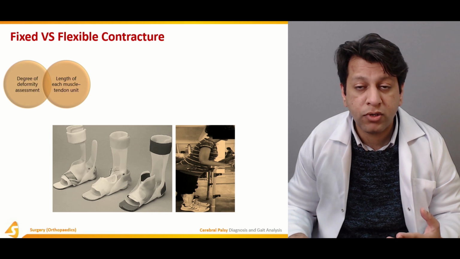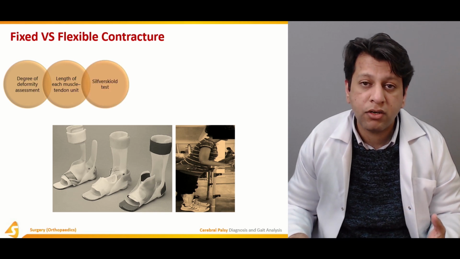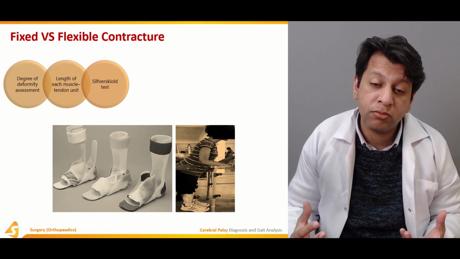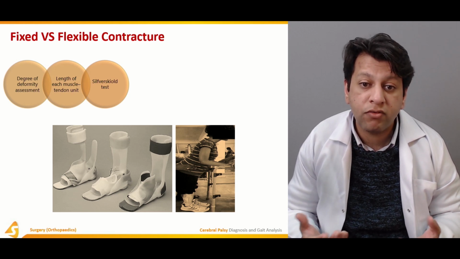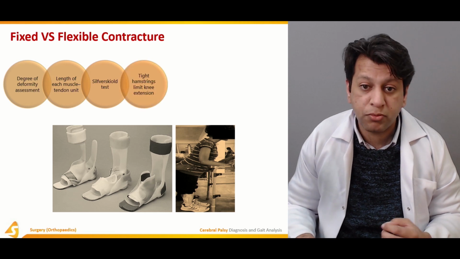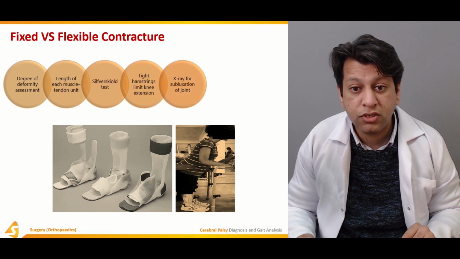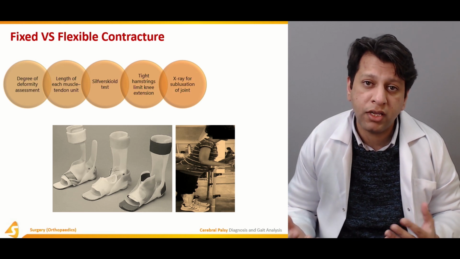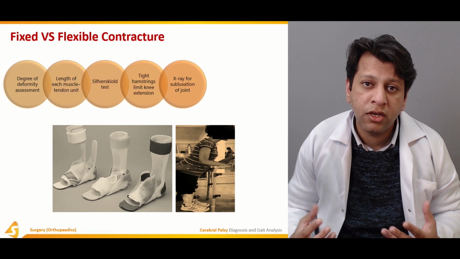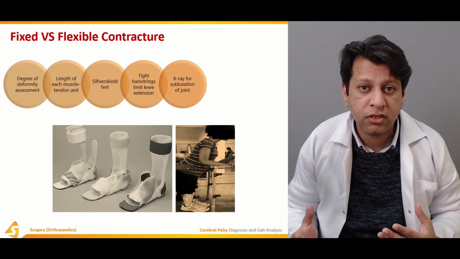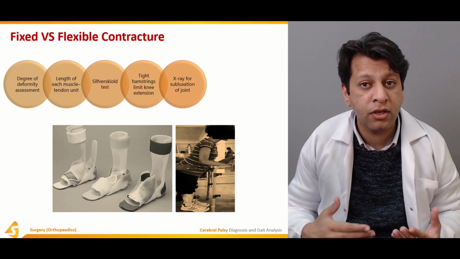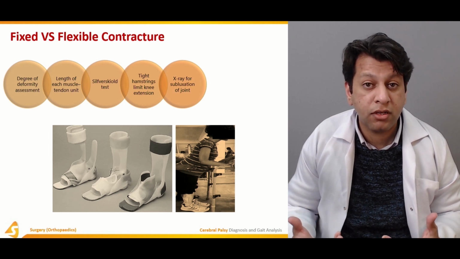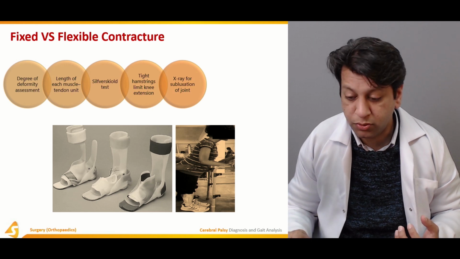Then once we determine that, we can determine whether the gastrosoleus is tight or only the gastrocnemius is tight. For that, we have the Silfverskiöld test, which can be done as well. Then we have to check the hamstrings as well. An x-ray for subluxation of the joint is important, because we have to get knee, hip, and ankle x-rays as well, whether there may be an associated subluxed or dislocated hip, or an associated subluxed knee joint, or a dislocated or subluxed ankle joint.